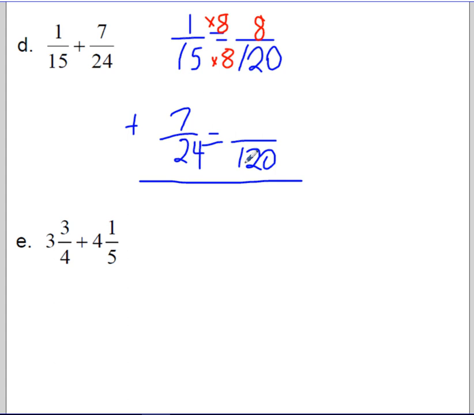Now, if we look at 24 to 120, that's times 5. So we will do 7 times 5 to get 35 out of 120. So now we can add those answers together. 8 plus 35 will give us 43, and that is out of 120. And 43 and 120 have no common factors, and so that is our final answer.